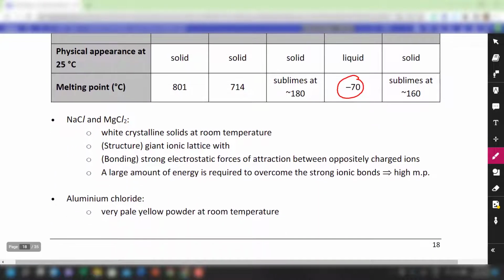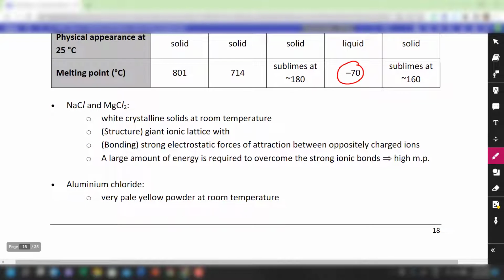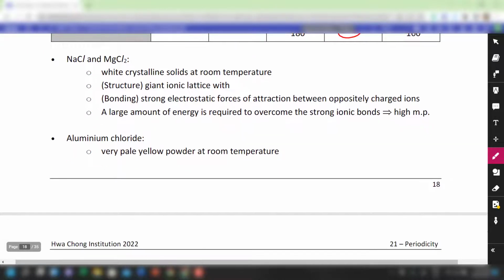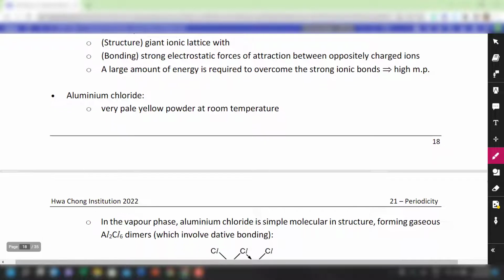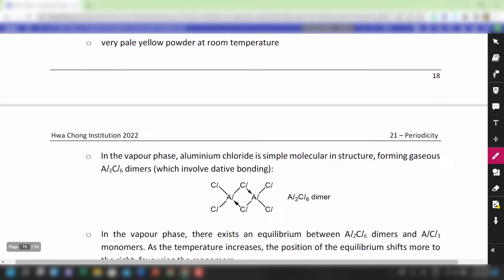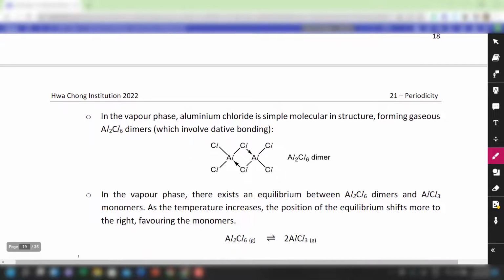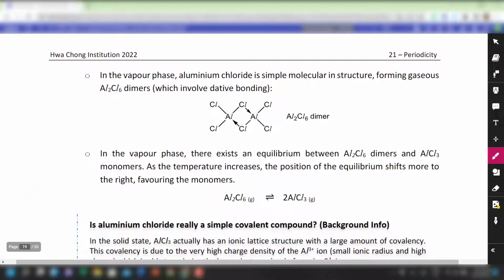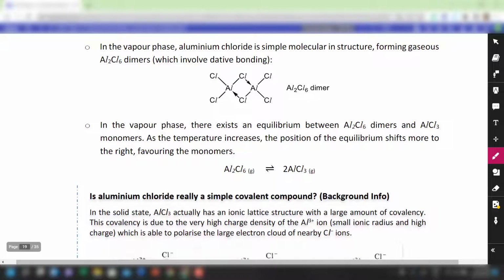In terms of appearance, sodium chloride and magnesium chloride appear as white crystalline solids. A lot of energy is required to overcome the strong ionic bonding. Aluminium chloride is a pale yellow powder at room temperature. In the vapor phase, it exists as Al2Cl6. It's a dimer. In most cases in the vapor phase, it's an equilibrium between the monomer and the dimer.